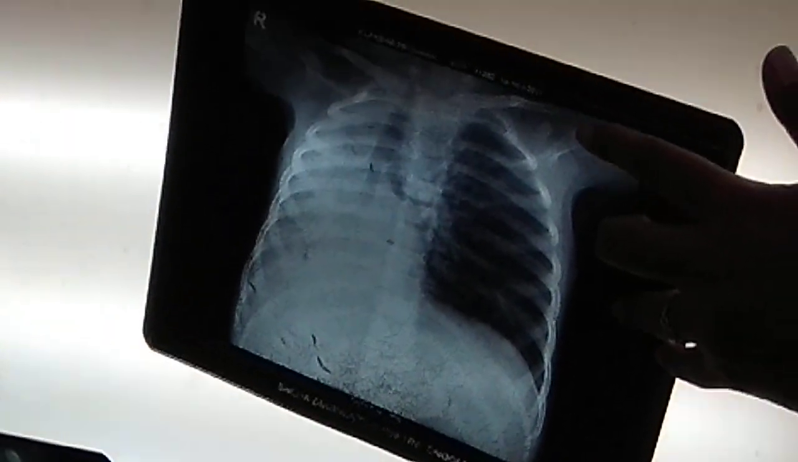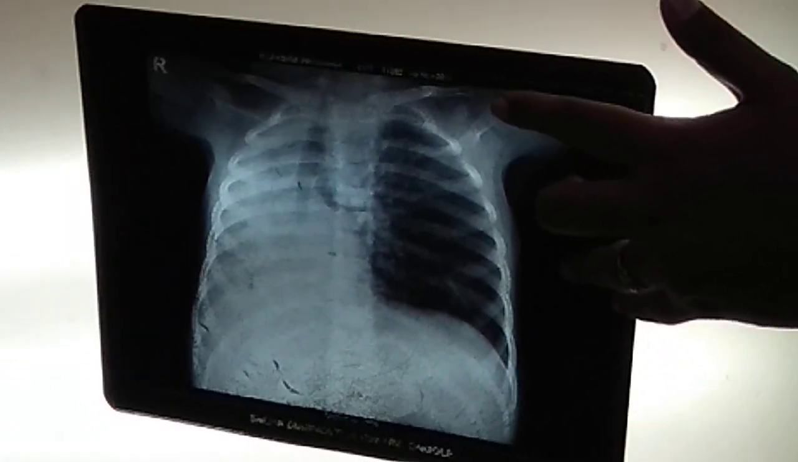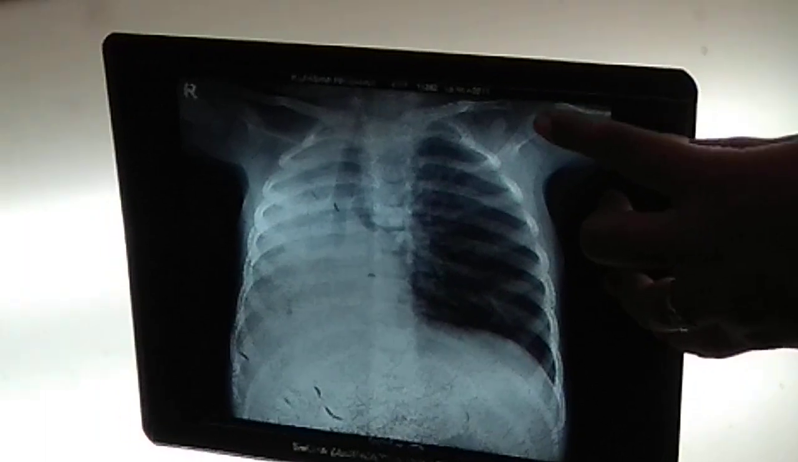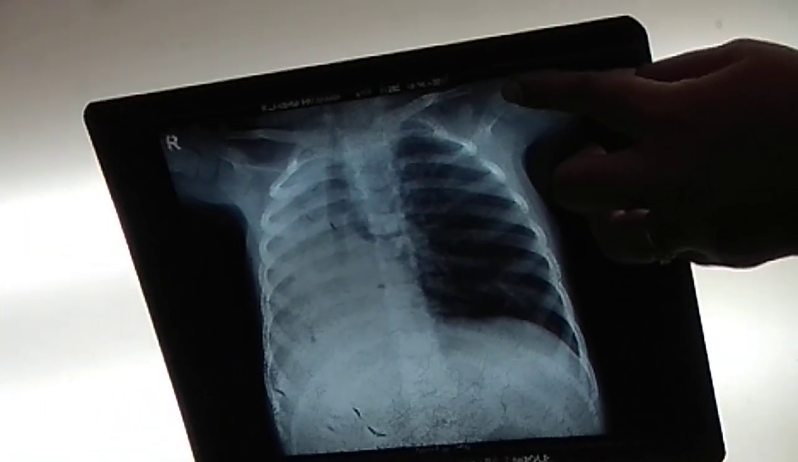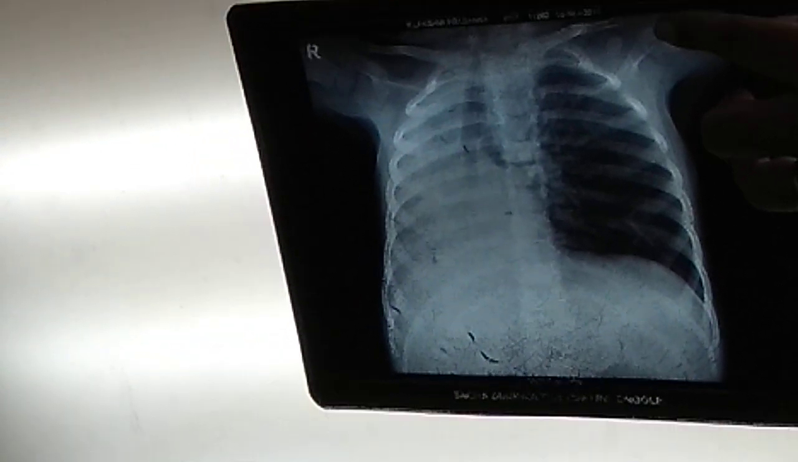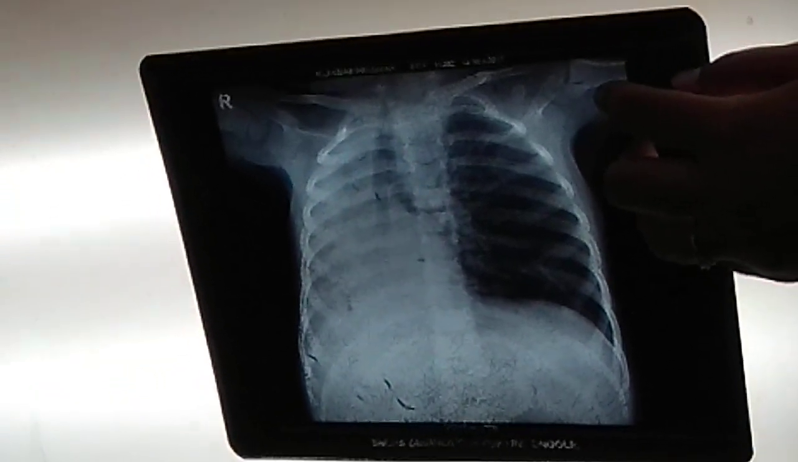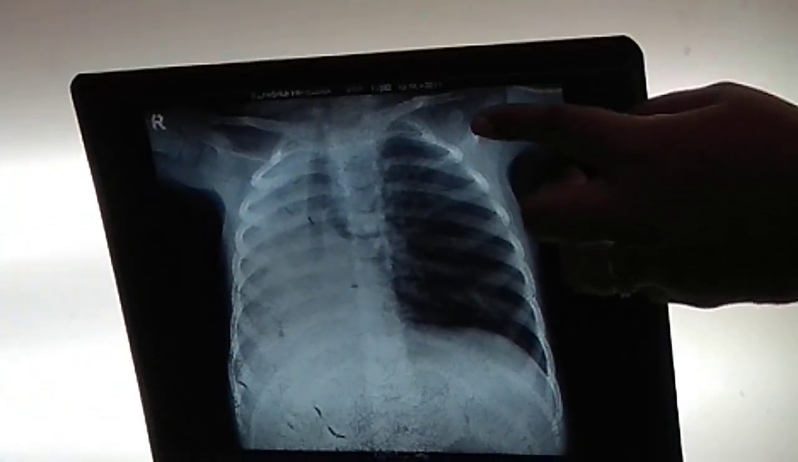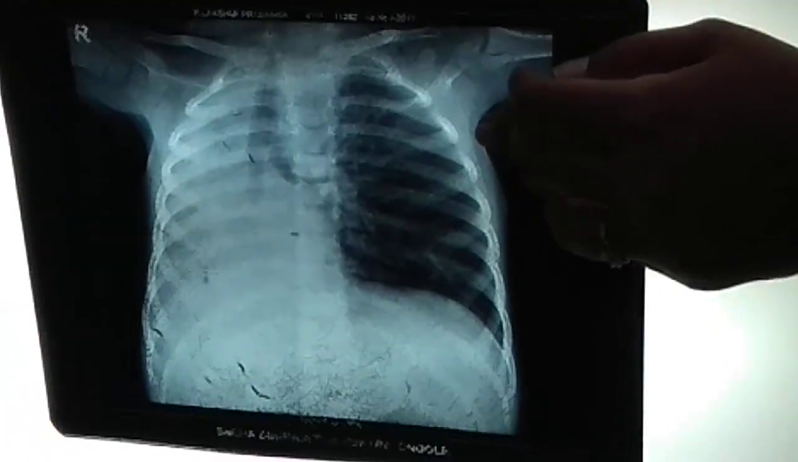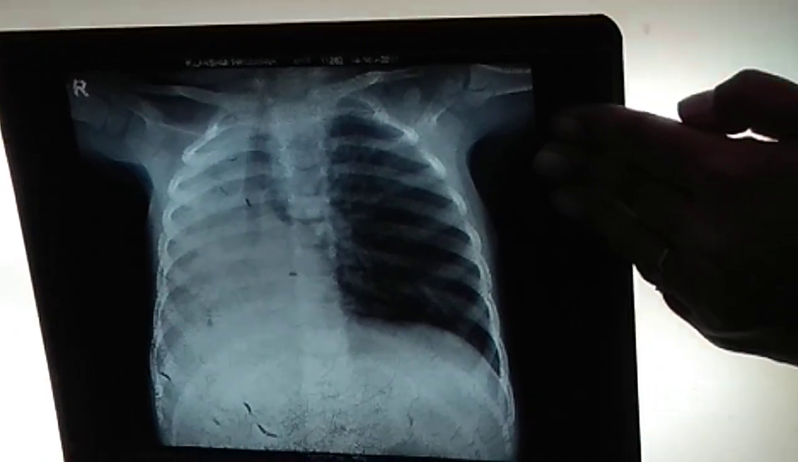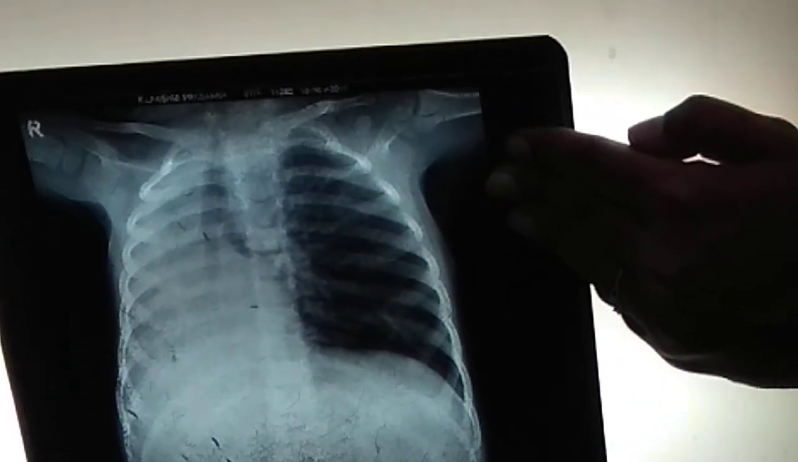Who will volunteer? Tell something, tell some wrong answer. So you are very active. Come. From the beginning onwards you are participating very well. Shift of mediastinum. No, first tell what is the problem.